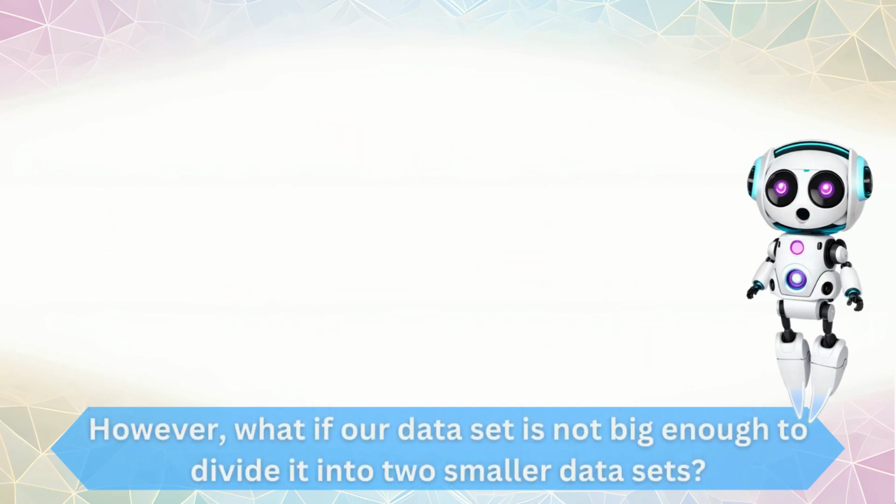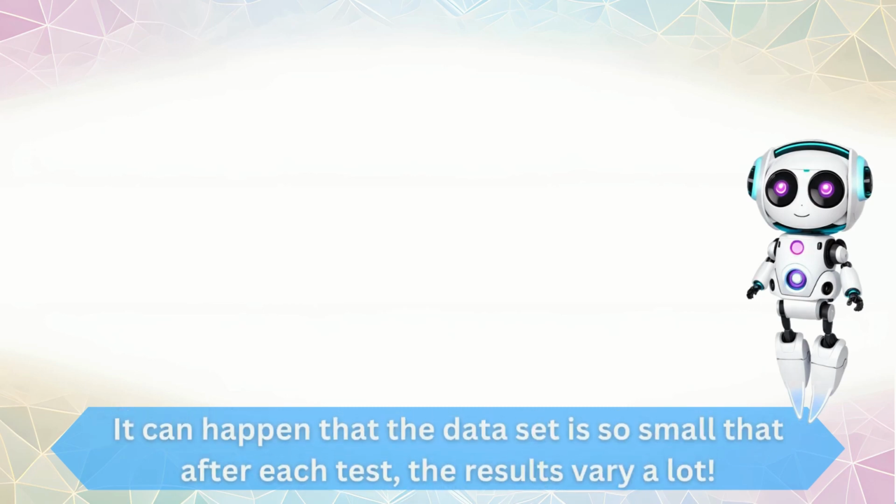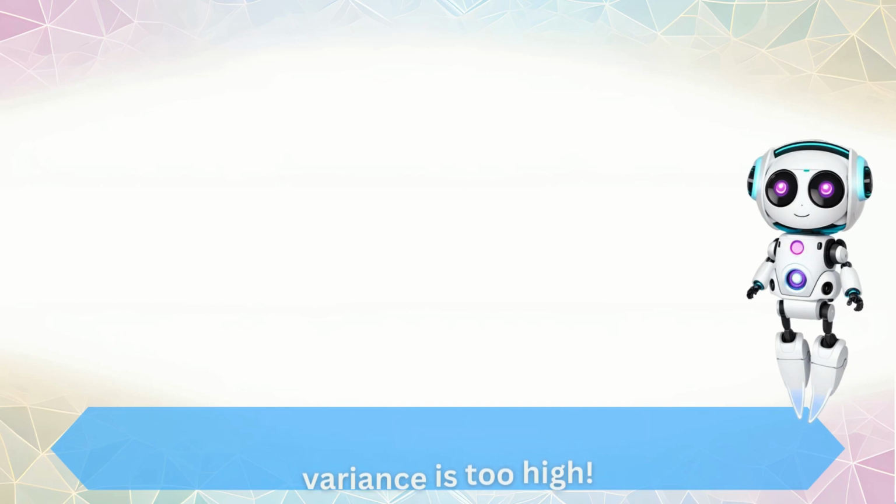However, what if our dataset is not big enough to divide it into two smaller datasets? It can happen that the dataset is so small that after each test, the results vary a lot. In this case, experts say that the variance is too high.